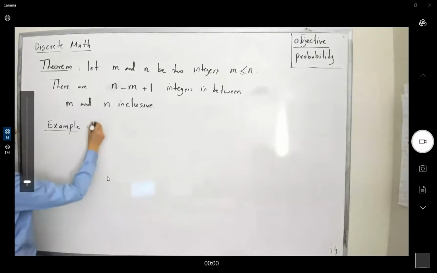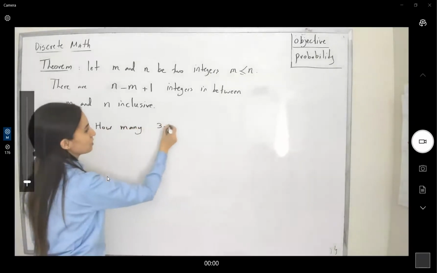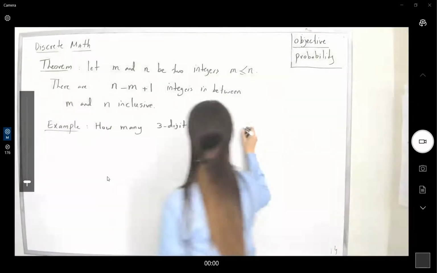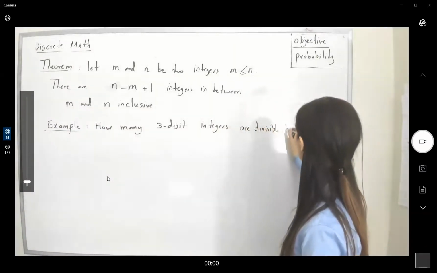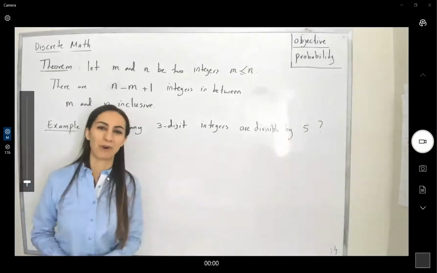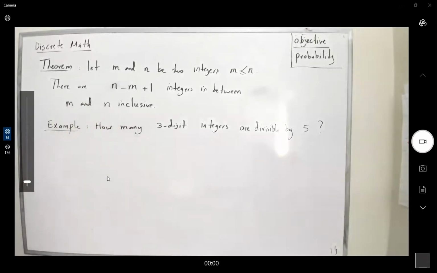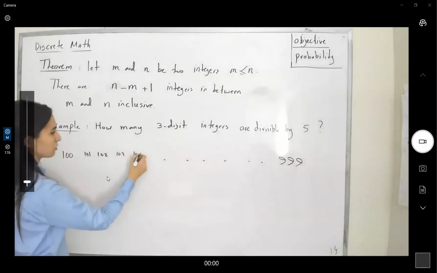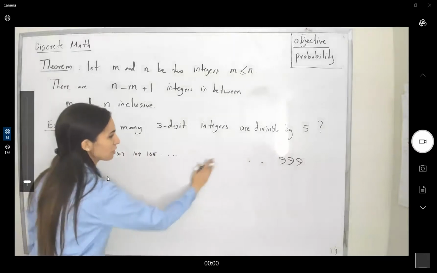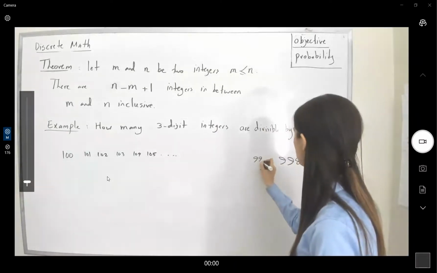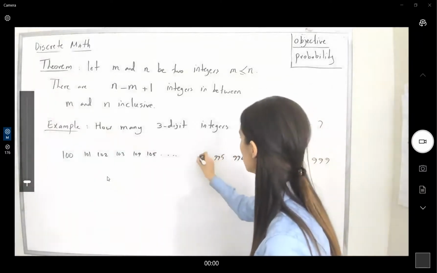So the question says, how many 3-digit integers are divisible by 5? How many integers, 3-digit integers, are there and are all divisible by 5? Okay, so they have 100, 101, 102, 103, 104, 105, 106, the rest of the numbers. Then we have 998, 999, 997, 996, 995. So they're all the numbers in between them.